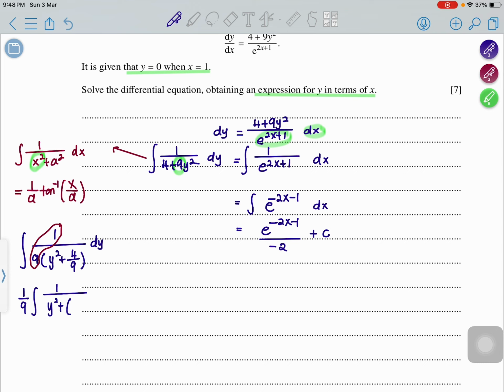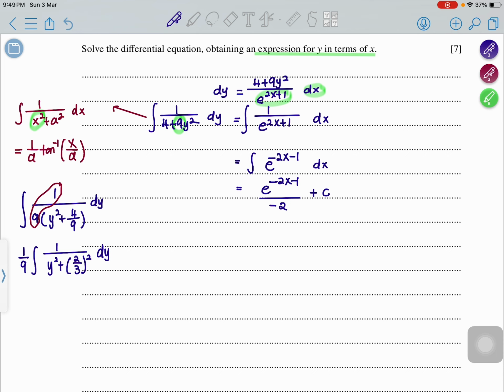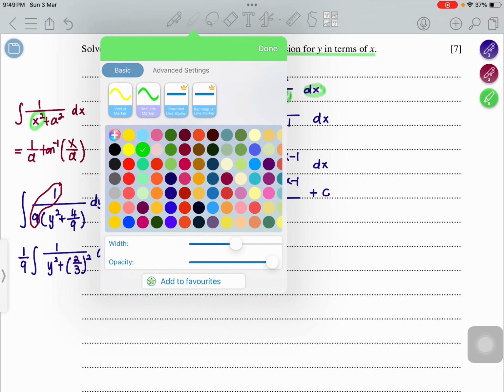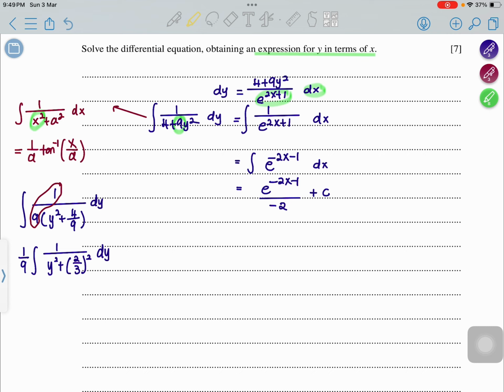Now see, how can I write 4 over 9 as a power of 2? It's going to be 2 over 3 squared. Done. Now you can easily solve it. So you use your MF 19 and look at this particular form. Wait, let me change the color. See this part, it's exactly similar to this form here. So now when you replace, what will you get? The 1 over 9 stays there. Then what is 1 over your a? Your a is 2 over 3. If you swap, you will get 3 over 2. You can do it slow and steady, no need to hurry. And then y over 2 over 3.